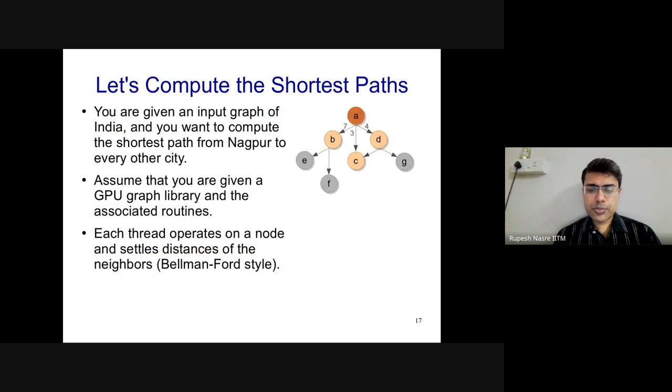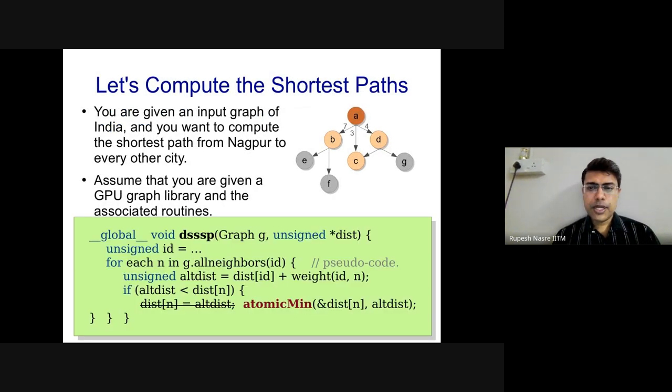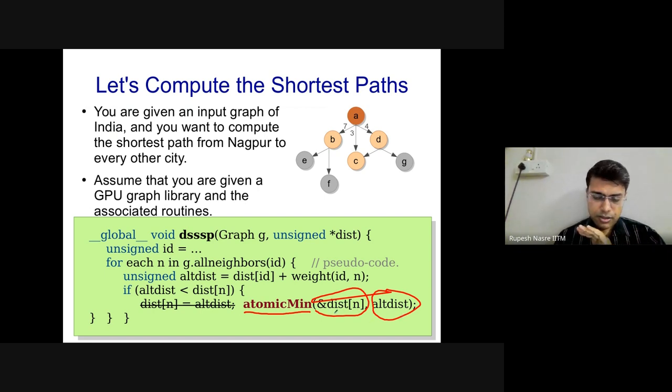Okay, coming back to our shortest path, right? We said that updating C in parallel will be a problem. So we'll have to ensure that checking of the condition and updating is done atomically. And that essentially is the atomic min instruction, which also takes an address and a value, and checks if the current value at the address is less than the alternative value. If yes, then it does not change the value. If not, then it changes the value to the alternative distance. So all of these two-three steps are done atomically.